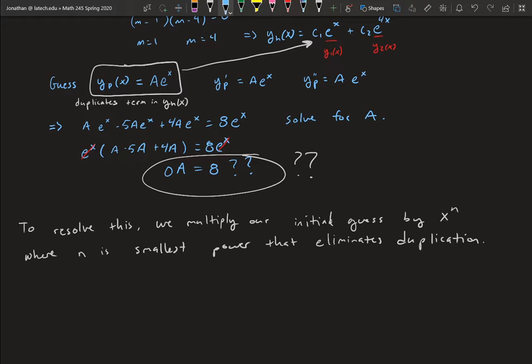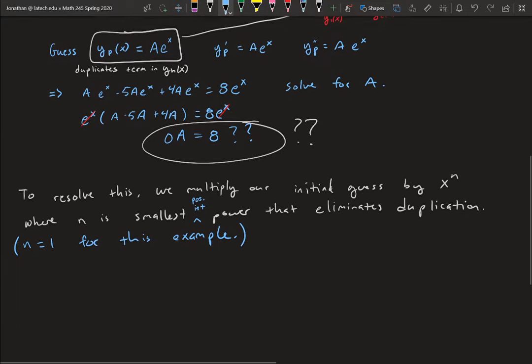So in this example, it'd just be n equals 1. But it could be n equals 2 if you had a repeated root in your homogeneous solution. So it just depends on the homogeneous solution. And when we say smallest power, we mean smallest positive integer power that eliminates the duplication.